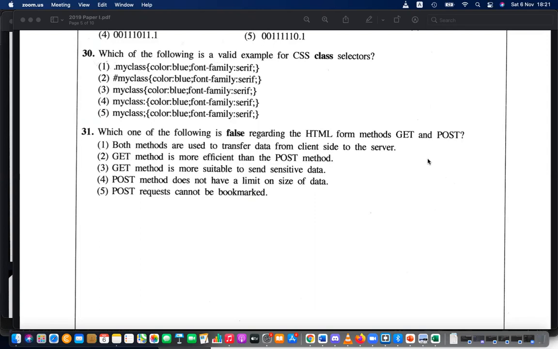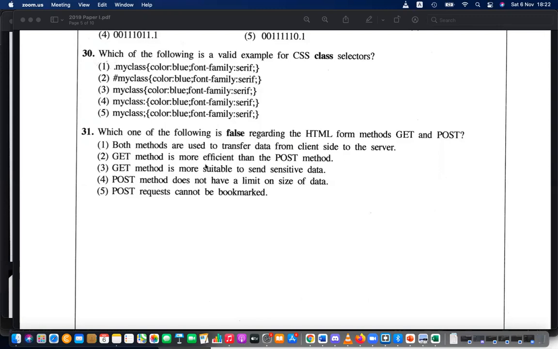Then 31. Which of the following is false regarding the HTML form methods GET and POST? Both methods are used to transfer data from client side to server. Yes, that is true, it's not false. Both are used to send data from the client side to the server side.